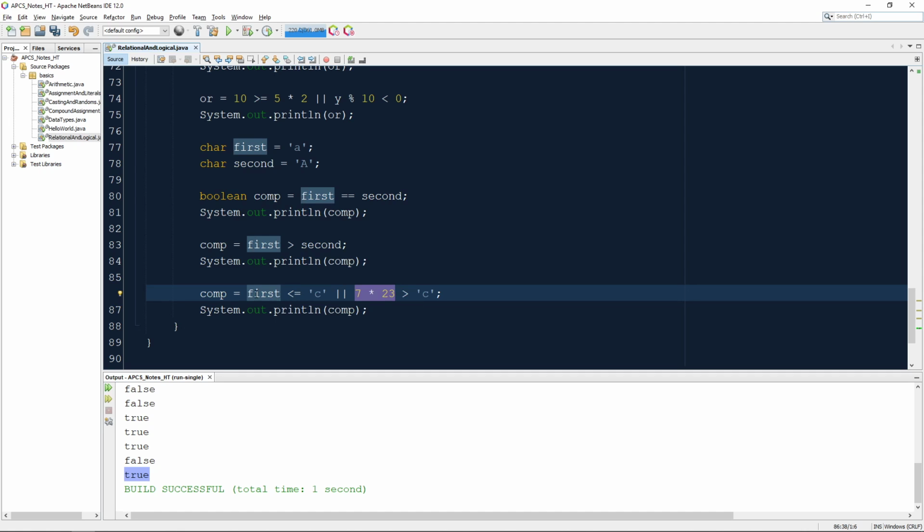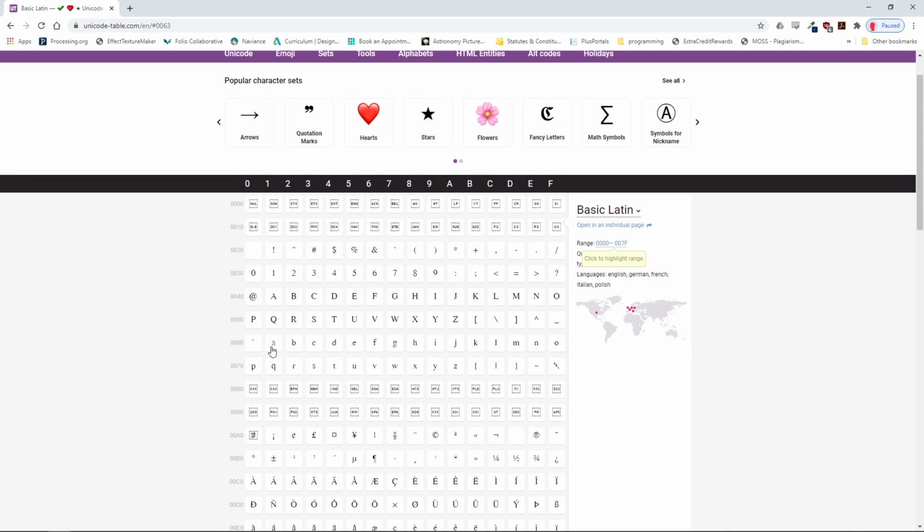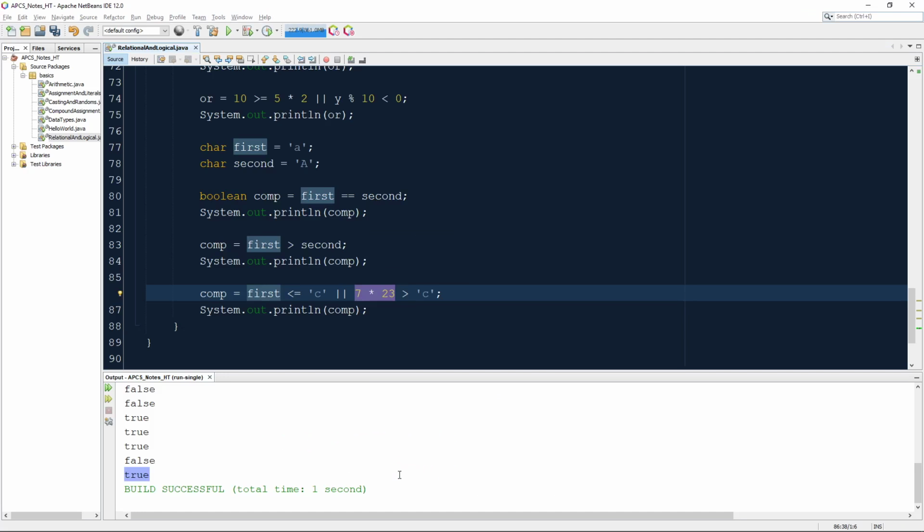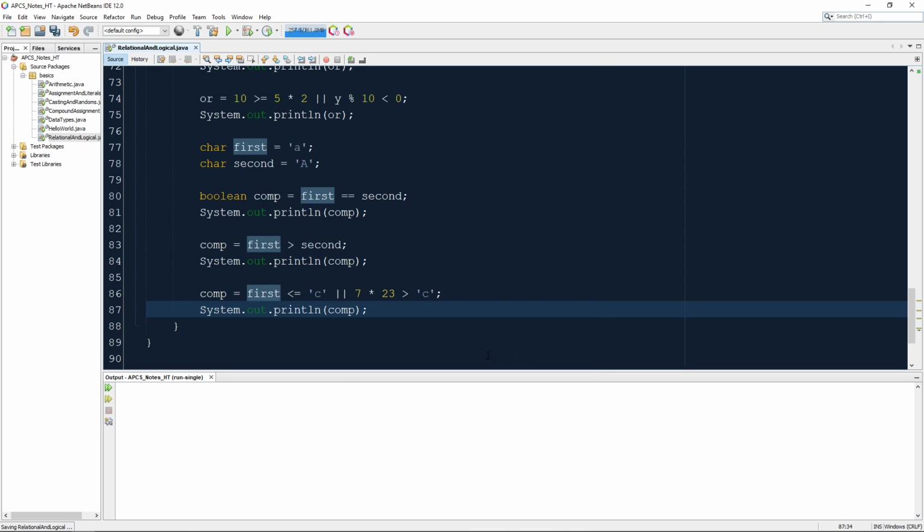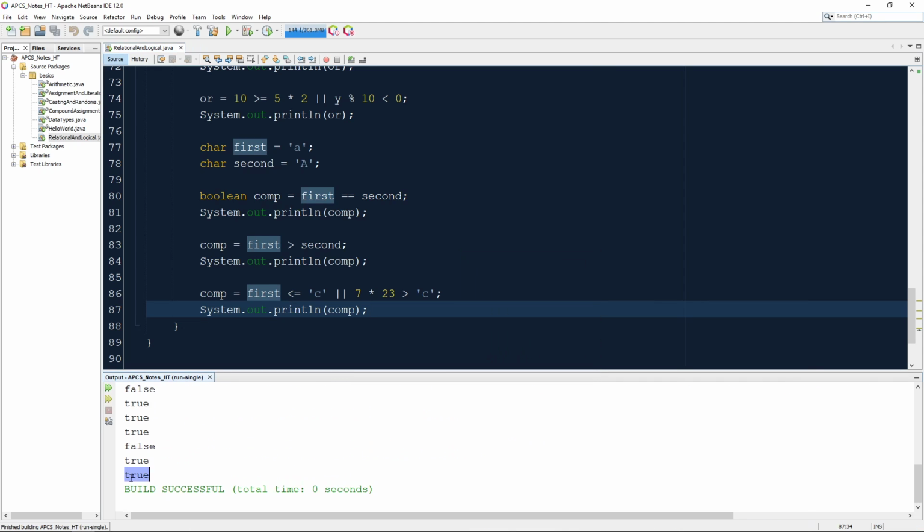Now, if we look at the first one, first is the letter A. Is A less than the lowercase c? And the answer is yes. It comes before. Its value is 97. Is 97 less than 99? The answer is yes. So true or true is true. So we should see true as our final print. And there it is, right? And so, I mean, this is not such a common thing.